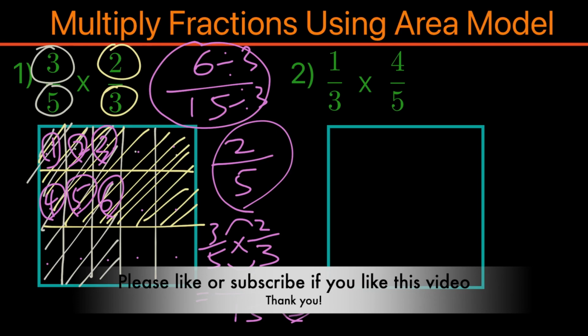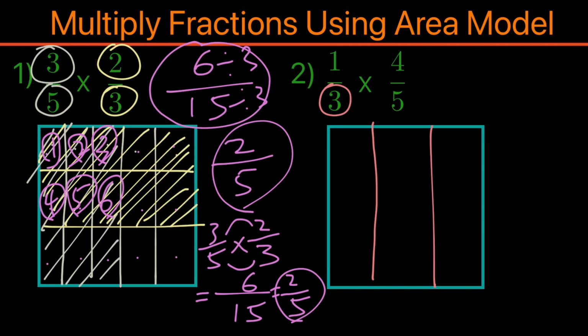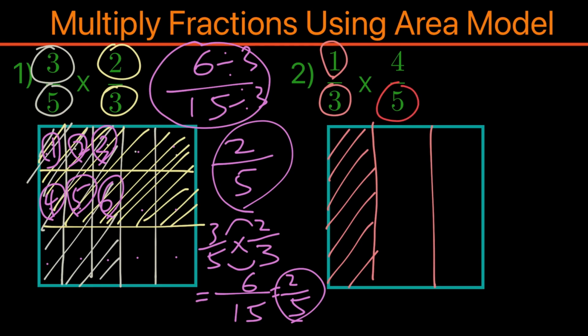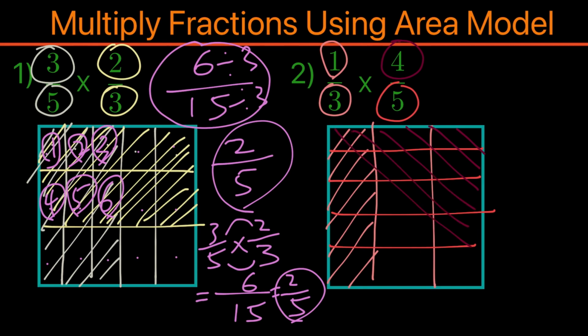Now let's look at the second example. 1/3 times 4/5. So first we look at the denominator, and we need to separate this into 3 sections. We need to shade one of them. We're going to look at the second fraction with 5. Divide this into 5 sections. The numerator of 4 means that we need to shade 4 of them. So we're going to shade the 4 sections out of the 5, like so.